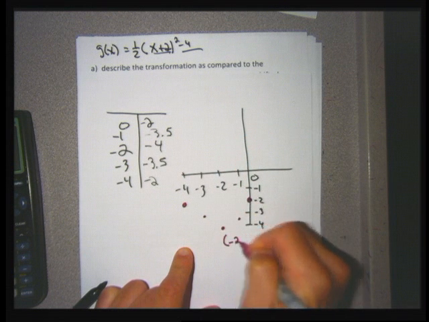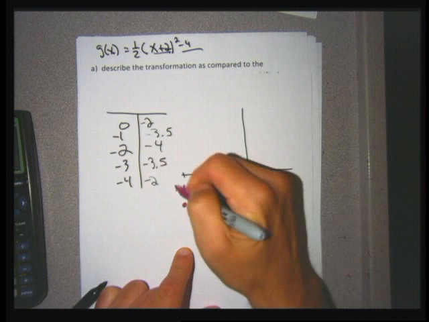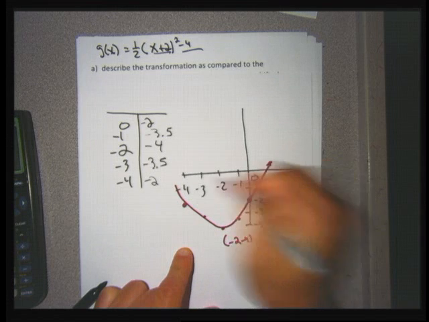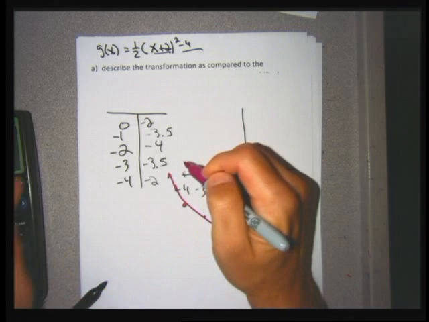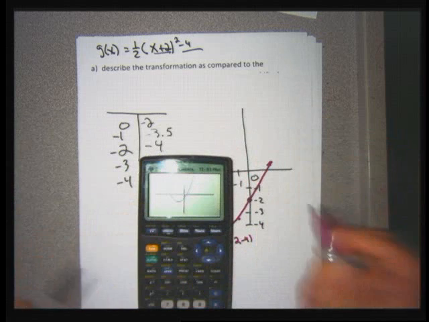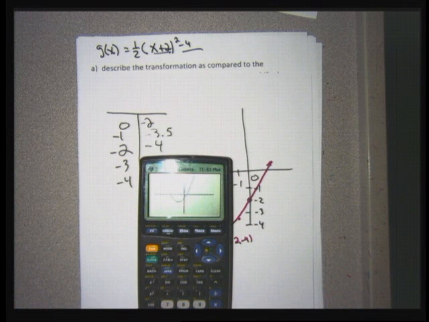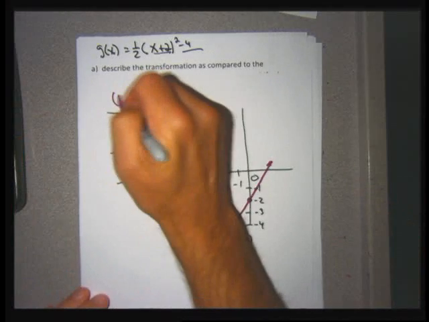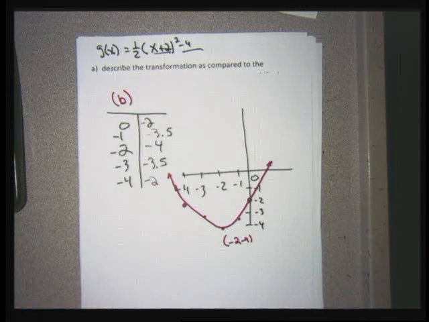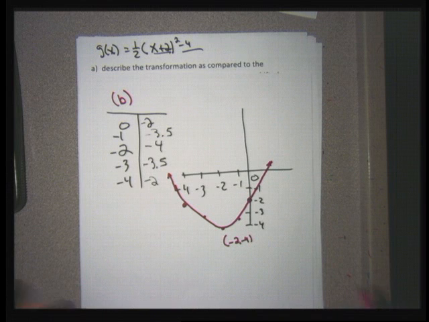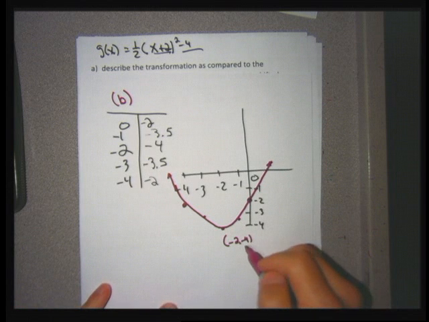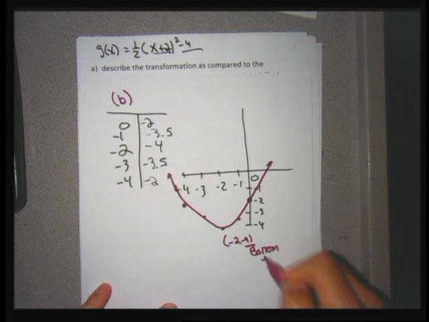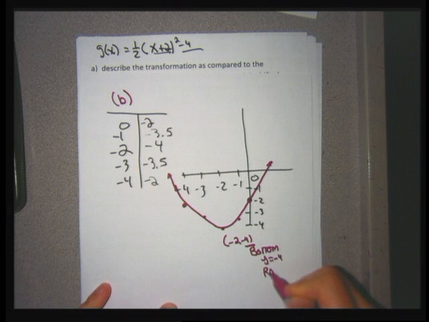I'll label the vertex, but not the other points, being a little bit lazy here. It's okay. So this is a reasonable graph. Again, it's not maybe stellar, but it kind of looks like what my calculator gave me. It's definitely close enough. So this would be absolutely suitable for part B. Domain and range. The domain is negative to positive infinity. When I get to the range, I need the bottom y, which is -4 for the range.